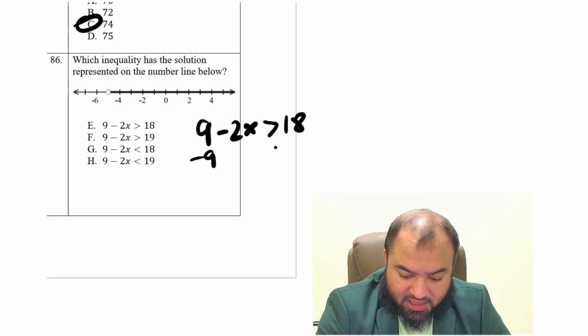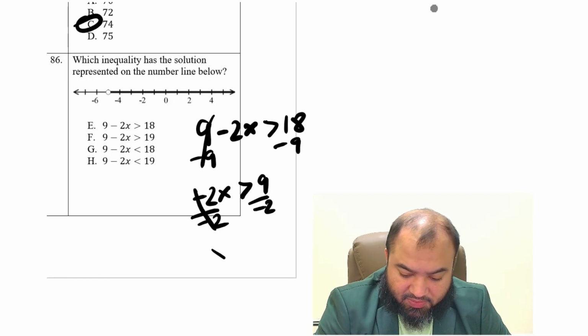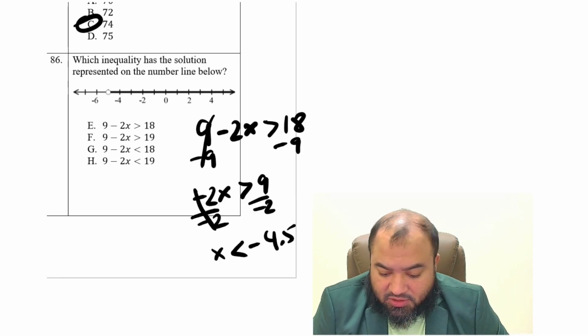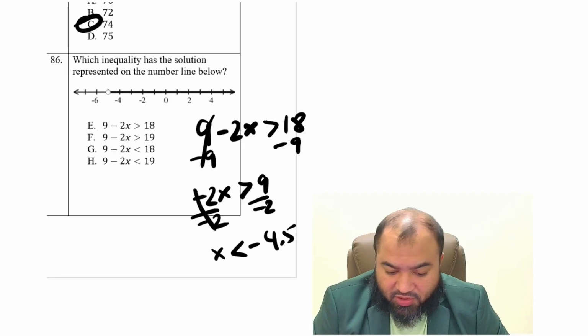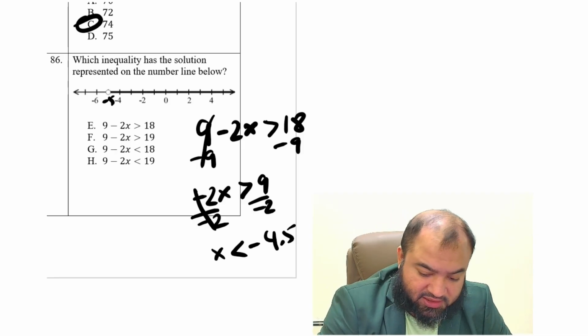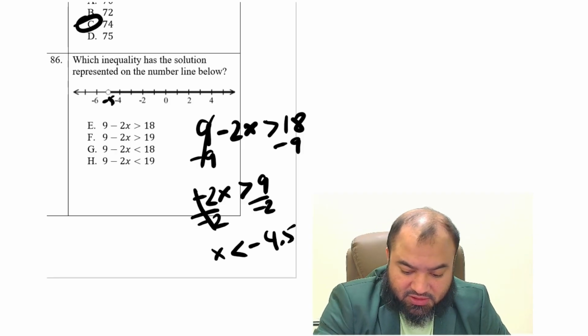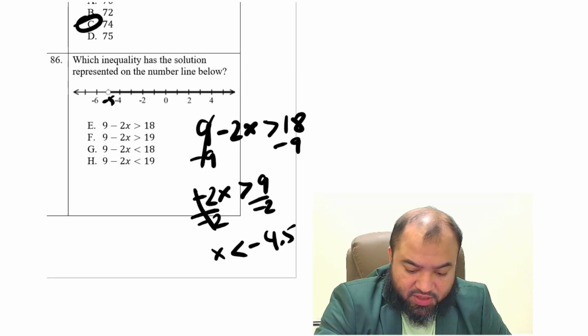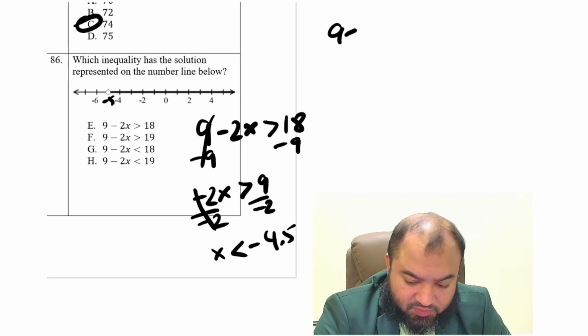So -9 both sides. So it's like an equation. Okay, divide by a negative number. What happens when you divide by a negative number? Yes, the inequality has to flip. So x is less than -4.5. So this looks like x is less than -5. So this is not the answer. So we're gonna try the next one.